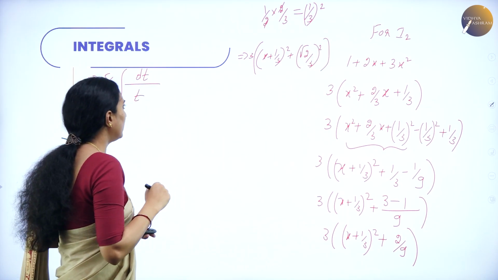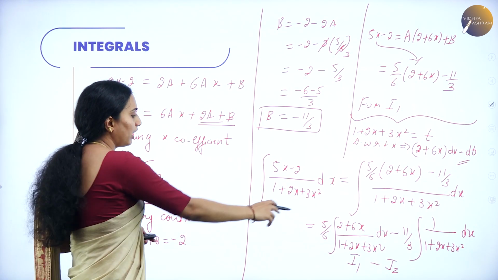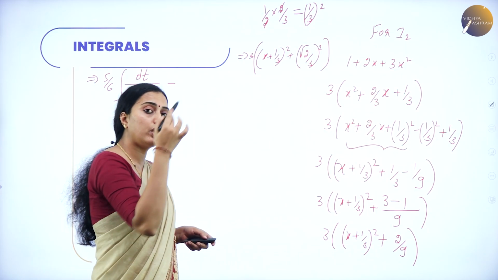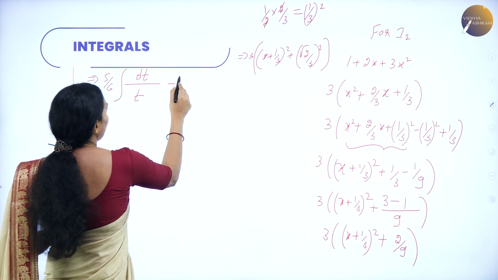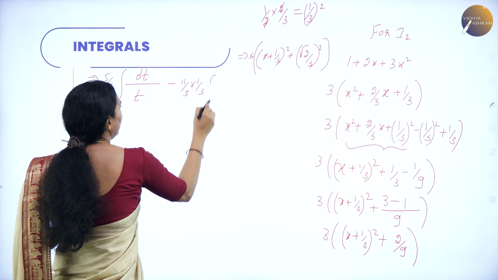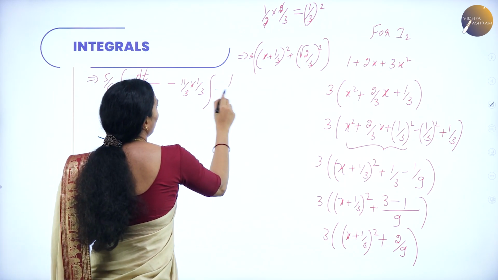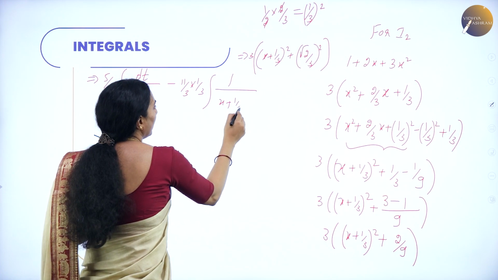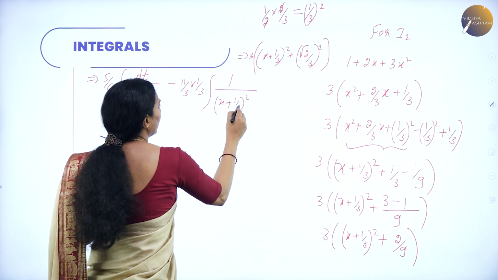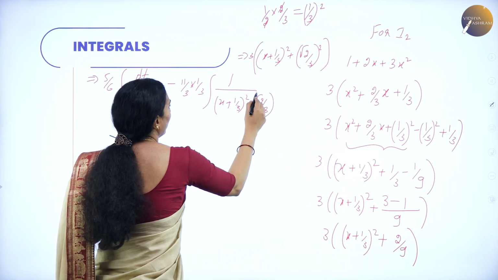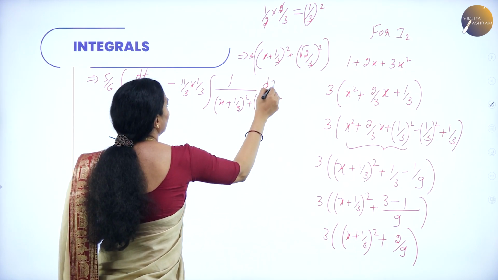Now substituting that in the form of I2, outside you are having 11 by 3. Already this 3 is there. Denominator I am substituting, so it will become 1 by 3. So therefore 11 by 3 into 1 by 3, integral of 1 over, I am substituting, x plus 1 by 3 whole squared plus root 2 by 3 whole squared into dx.